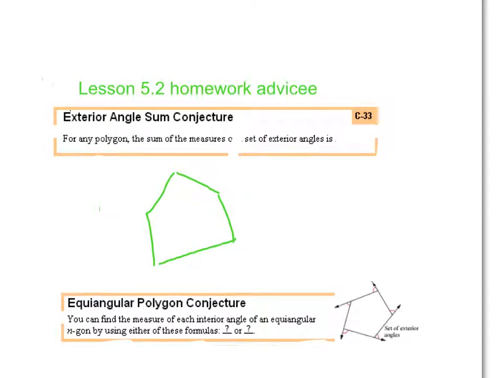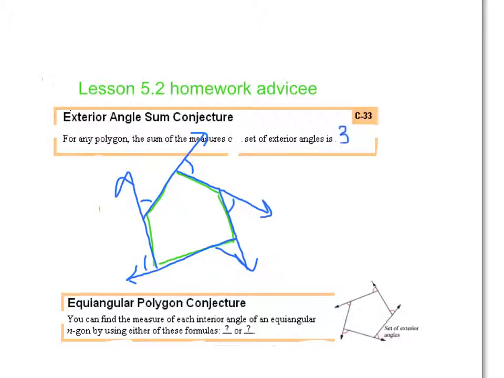In order to do the homework from Lesson 5.2 in the Discovering Geometry textbook, you need to know two very important facts. The first one is that if you add all of the exterior angles in one set of exterior angles, it doesn't matter how many sides your polygon has, the sum of those exterior angles will always be 360 degrees.